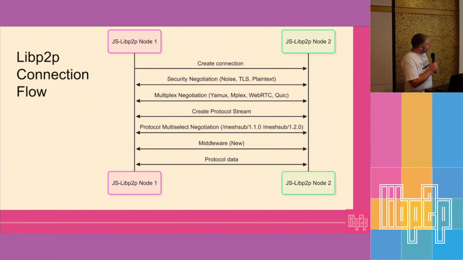So this is the connection flow for libp2p. I guess most of you know this, but I'll go through it anyway. Create a connection, there's some security negotiation: noise, TLS, plain text. Then you've got the multiplexer: Yamux, Mplex, WebRTC or QUIC. You create the protocol stream. You then do multistream-select negotiation, choosing the version of the protocol. And then the new part is the middleware, and after that, the protocol data.